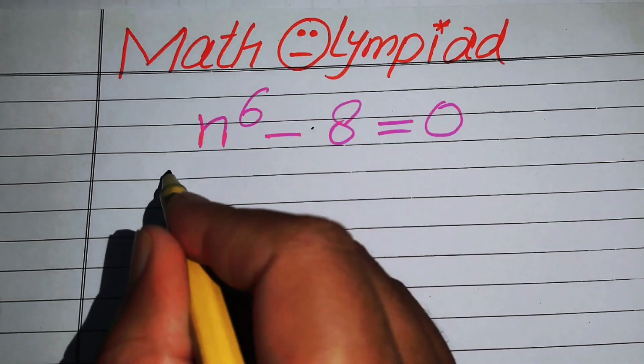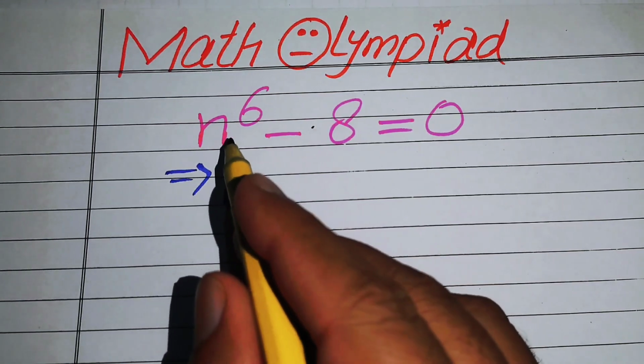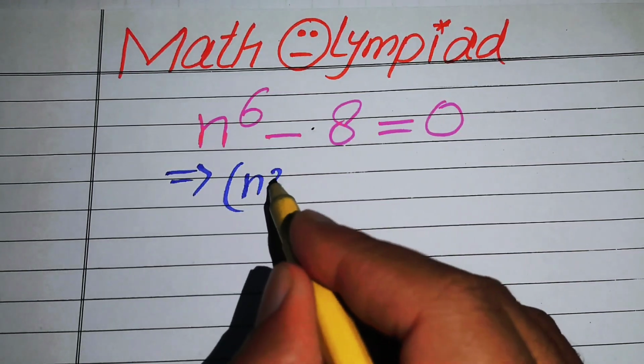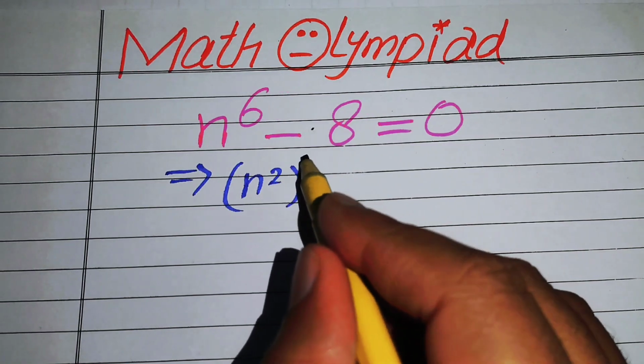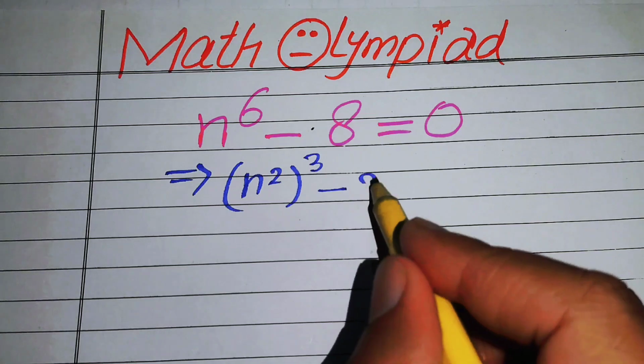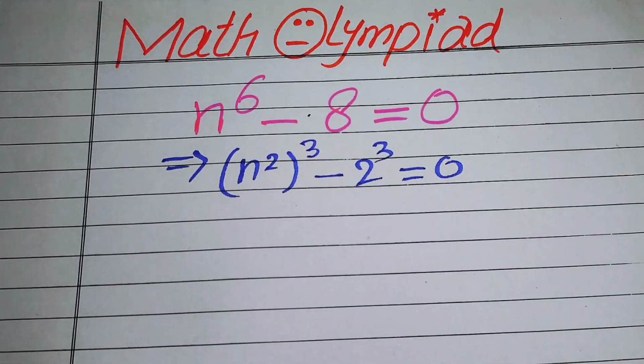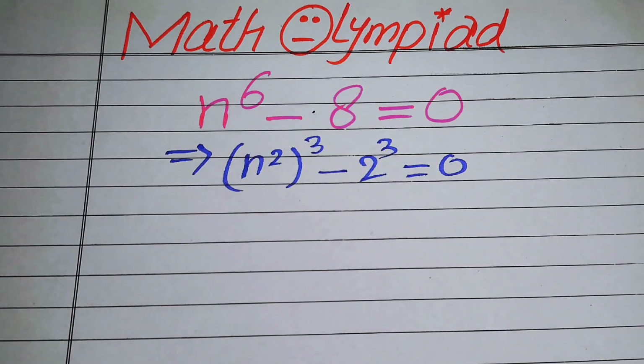The very first thing we are going to do is rewrite this equation. Here you have n to the power of 6, and we will write it as n squared and its whole cubed, minus, we write this 8 as 2 cubed, and this whole equation equals 0. So here we need to use the nice cubic formula, and you know about this formula.